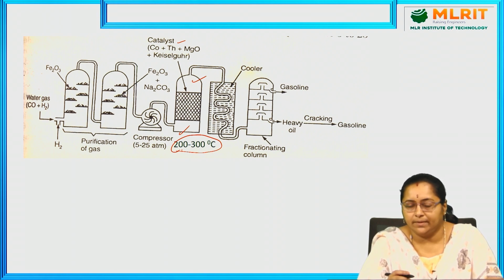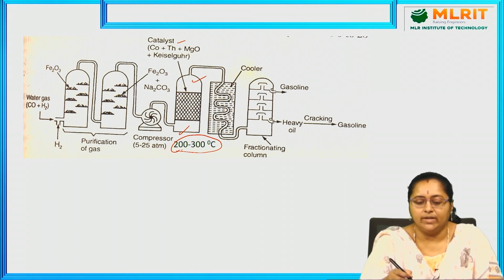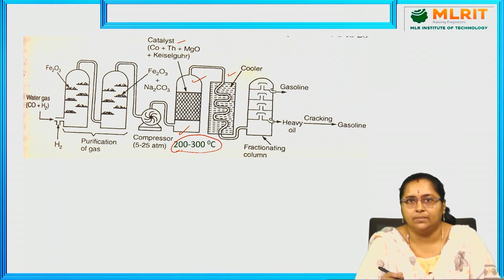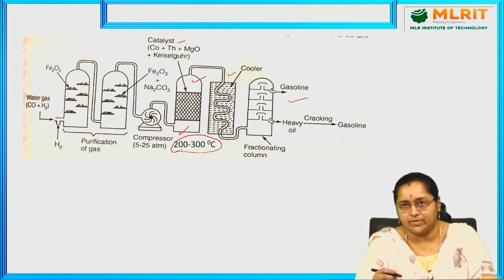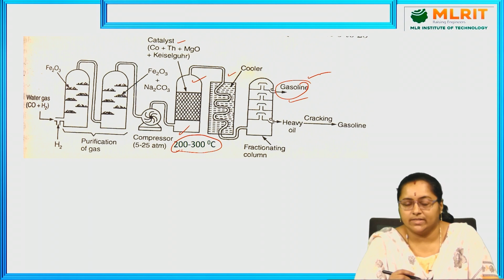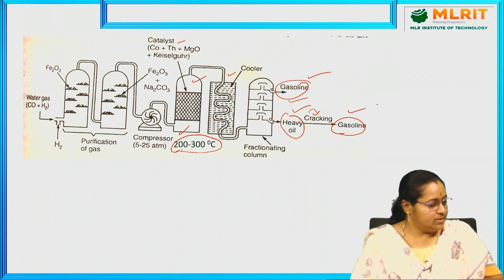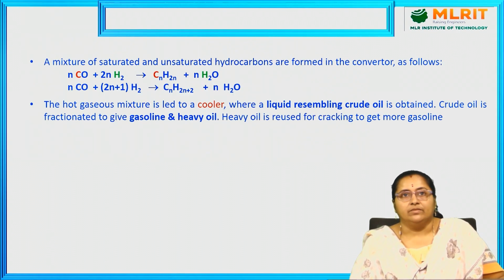We need to separate them, and this is done by cooling. First it is cooled, that means it slowly comes to room temperature, and then it is subjected to fractional distillation for refining, that is, for separating the mixture of hydrocarbons that were produced. As a result we will get synthetic petrol or gasoline. Heavy oil is also obtained, which is again used as one of the reactants for the cracking process, so that the final product will be gasoline. So this is the process involved in the Fischer-Tropsch method.